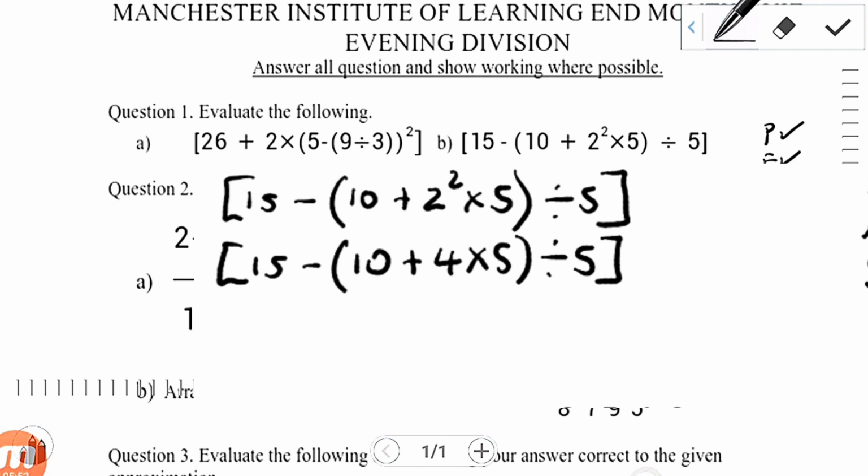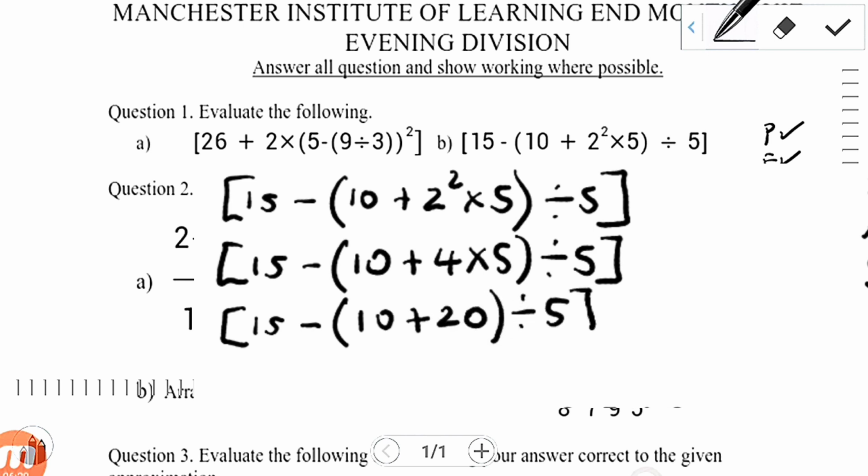Okay, so next then we're still not finished with what is inside the inner parenthesis. So we still have addition and multiplication. Now remember that the only time that the brackets will go away is when you end up with one single value after your simplification. Okay, so then we have here 15 take away, open bracket, 10 plus 4 times 5. We're going to have to multiply before we add, simply like what we did in the last question. So we have 10 plus 20 divided by 5, close the outer bracket.